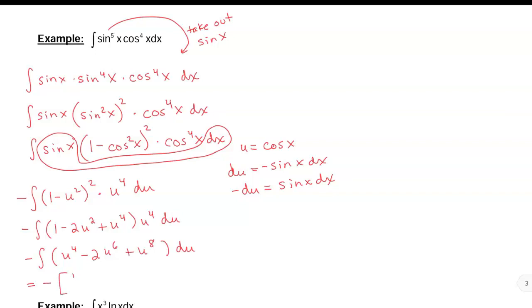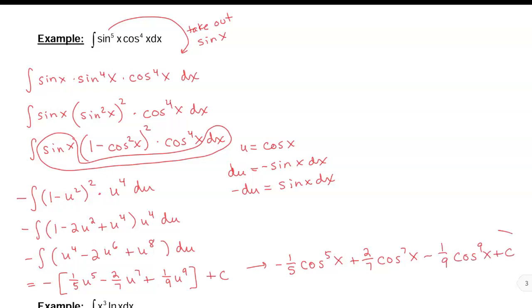That's negative 1/5 u to the fifth minus 2/7 u to the seventh plus 1/9 u to the ninth plus c. And all you have left to do is bring cosine back in for u. I'm going to distribute the negative when I do that. I'll get negative 1/5 cosine to the fifth plus 2/7 cosine to the seventh. Don't forget to bring the negative in. We're distributing the negative. Minus 1/9 cosine to the ninth.